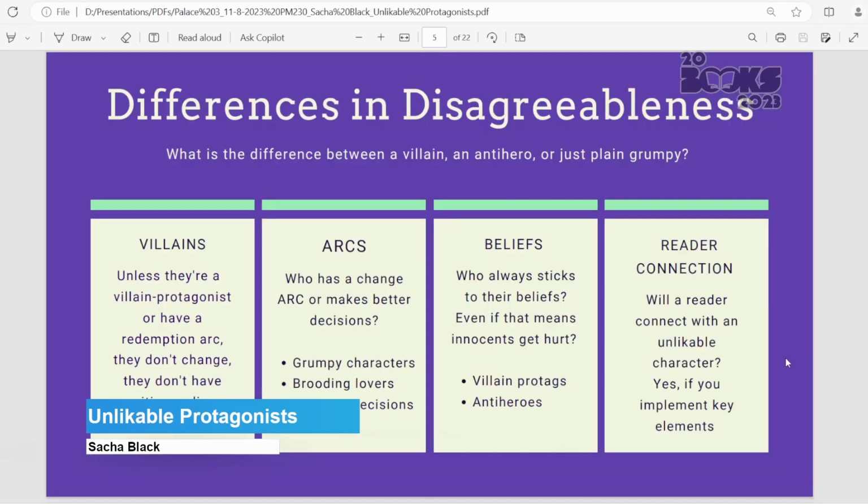What this means on this spectrum is that there is a huge range of disagreeableness. The villain protagonists don't change particularly unless they have a redemption arc. So if you're writing a story with, are you writing a redemption arc? Possibly? No? Okay. All right, so they don't particularly change unless they have a redemption arc, and they don't necessarily have positive endings. It's the one kind of story where, if you've got a villain for a protagonist, they don't have to have an HEA.